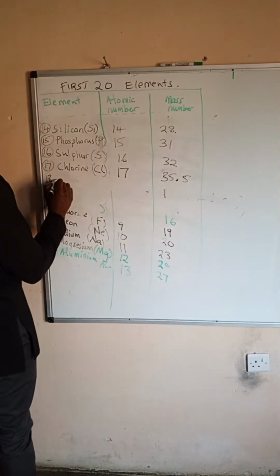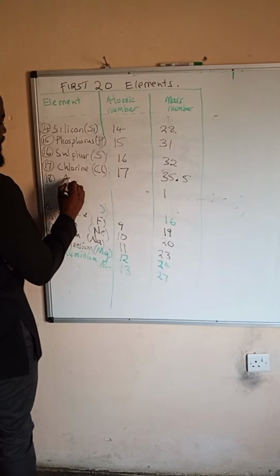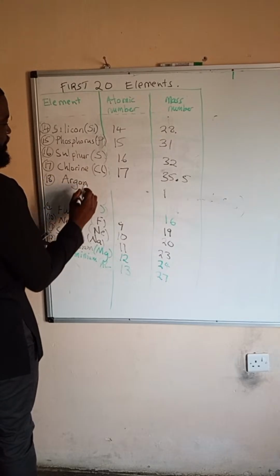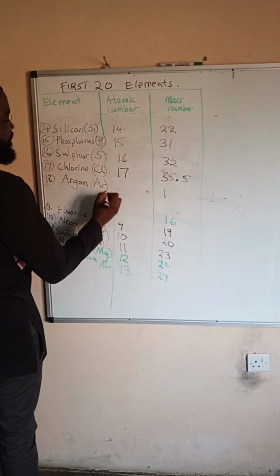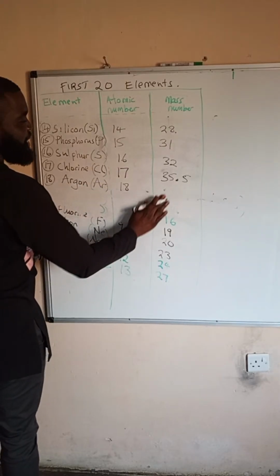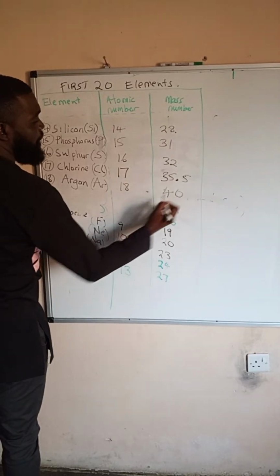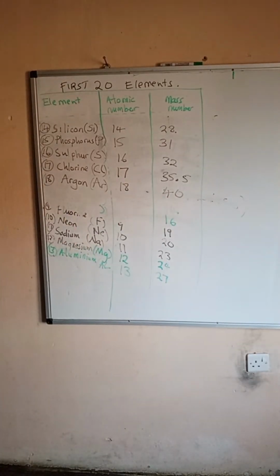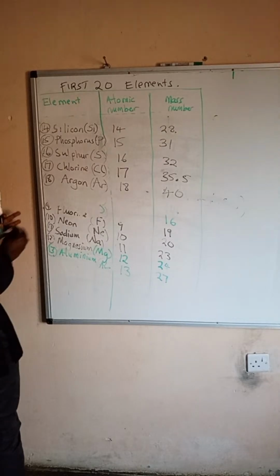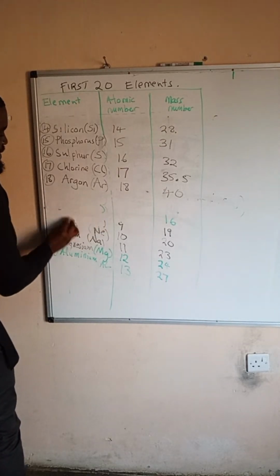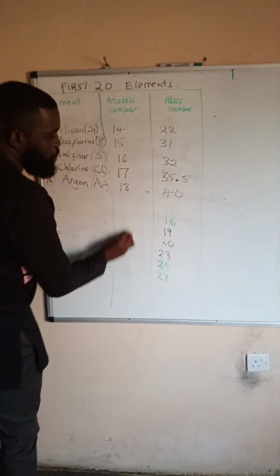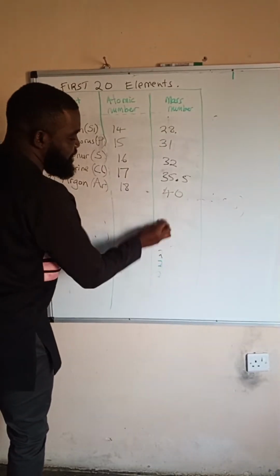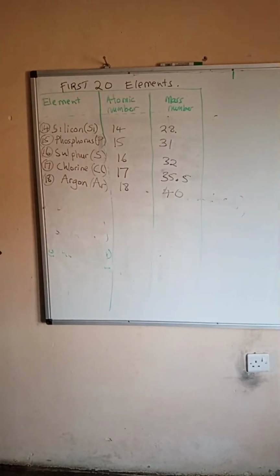18 is argon. It is A, capital A, small r. It is 18, mass number 40. I'm sure you're wondering, how come I know these things by heart? Because I've been practicing chemistry for a very long time. That's why I was saying, you need to do your tuitions with Teacher Frank the Genius. I have these numbers in my head. You can even verify them.